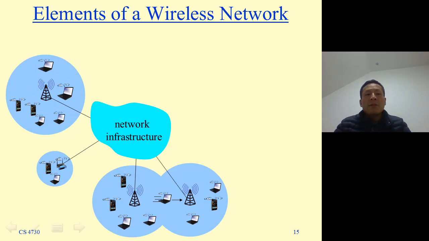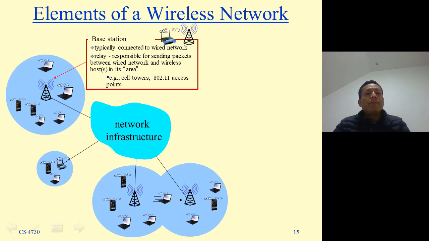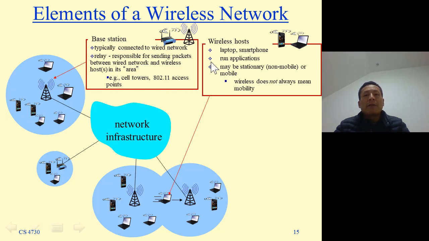Okay, the fundamental elements of the wireless network involve a base station or multiple base stations. It's like a cell tower, or like the wireless AP, the access point, in 802.11. They are fundamental things, and it also involves a lot of wireless hosts. They can be laptops, they can be smartphones, on which they run all kinds of applications. They can be stationary, or they can be mobile and go anywhere.